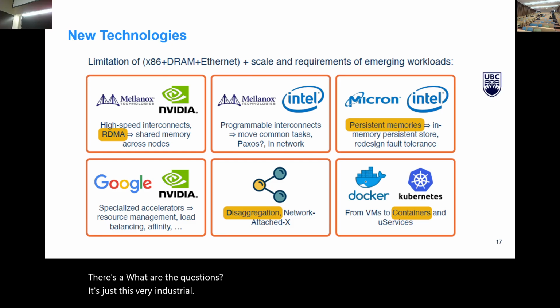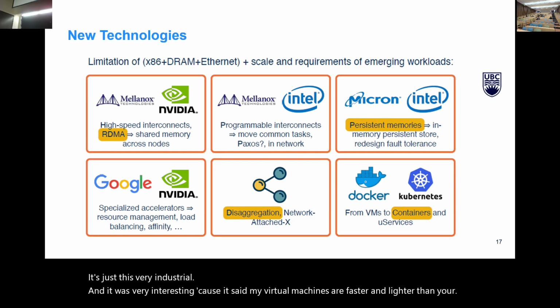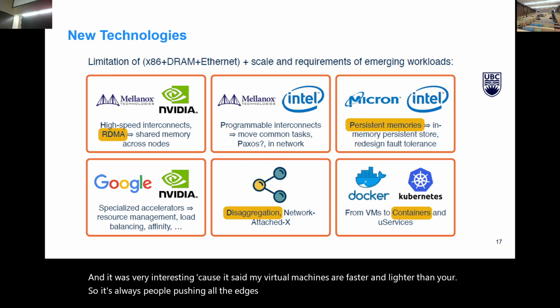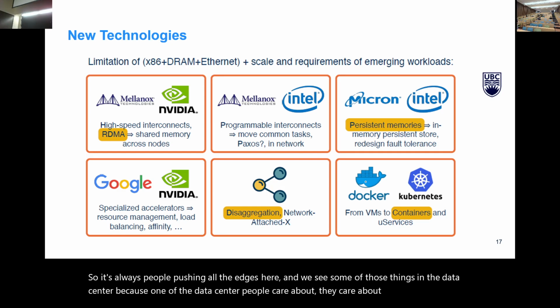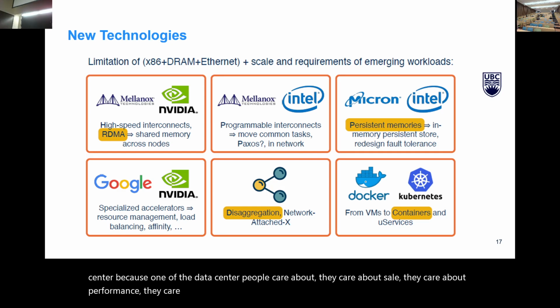And it was very interesting because it said, my virtual machines are faster and lighter than your containers. The idea was that you don't have to make virtual machines big, monolithic, heavyweight things. There's always people pushing at all the edges here. And we see some of those things end up in the data center because what do the data center people care about? They care about scale, they care about performance, they care about cost.